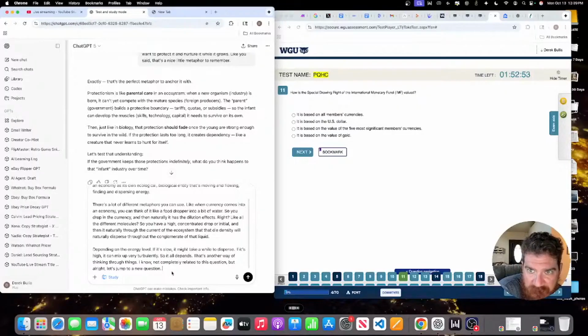The IMF. I can't remember, but there's a bank that's not the Fed Reserve. There's another bank over the Fed Reserve that a lot of people don't talk about, and I'm getting this mixed up with that specific acronym. I'm not sure what it stands for, but it might be this. It seems like it's the same thing.